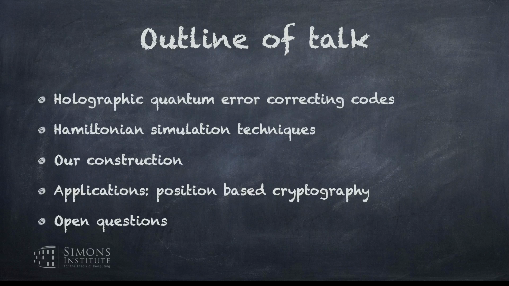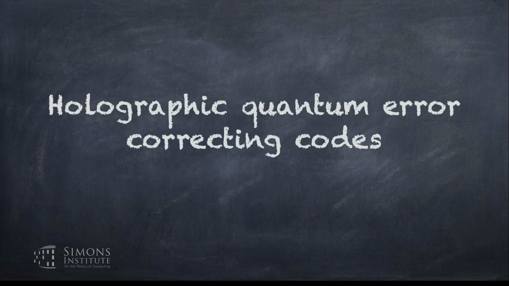Okay, so in the rest of the talk, I'm going to start off by giving an overview of some earlier work on holographic quantum error correcting codes. And I'm going to talk about Hamiltonian simulation techniques. These two techniques together, holographic error correcting codes and Hamiltonian simulation, come together in our construction to give a toy model of AdS-CFT that has the three properties I've said that we want. So once I've explained our construction, I'm then going to discuss an application of the construction to position-based cryptography, where we actually use one of these toy models of AdS-CFT to get a new result in quantum information theory. And I'll finish up with discussing some open questions.